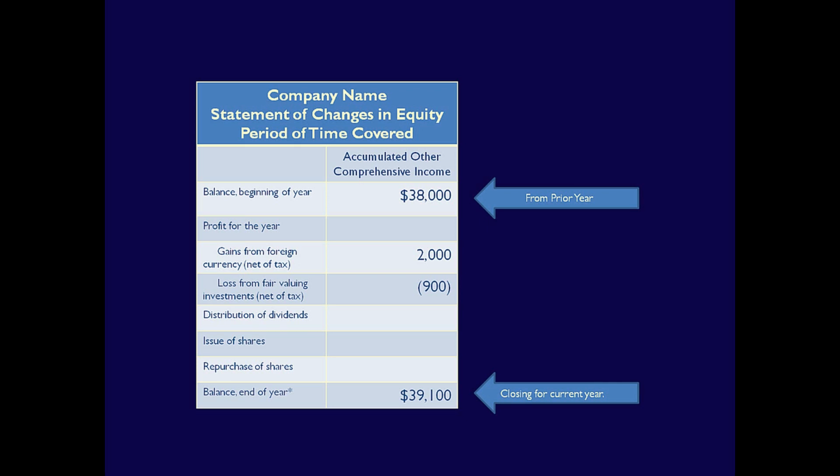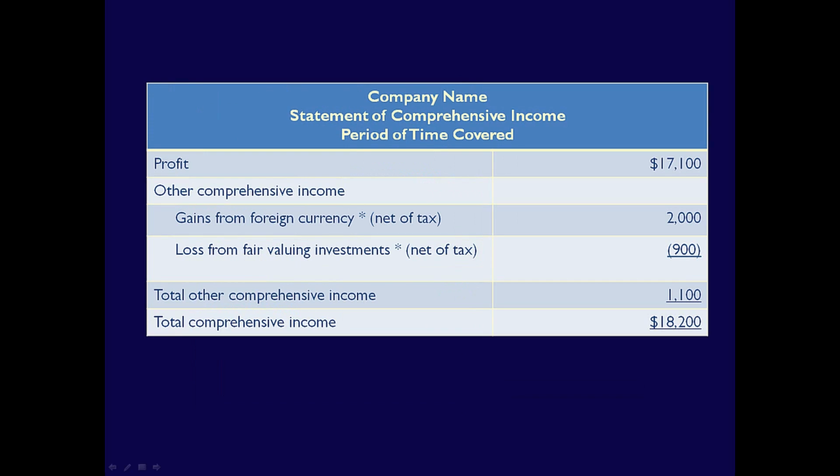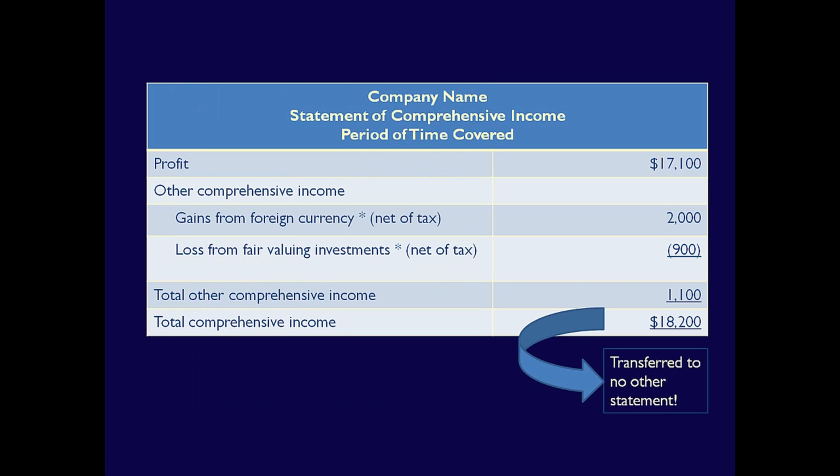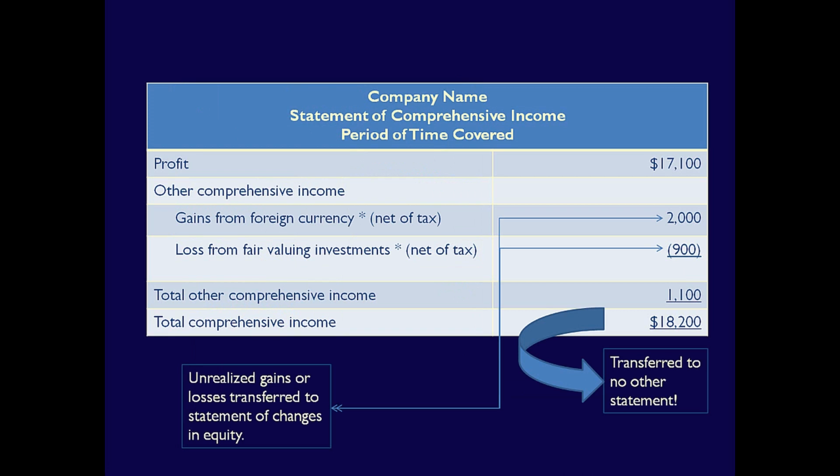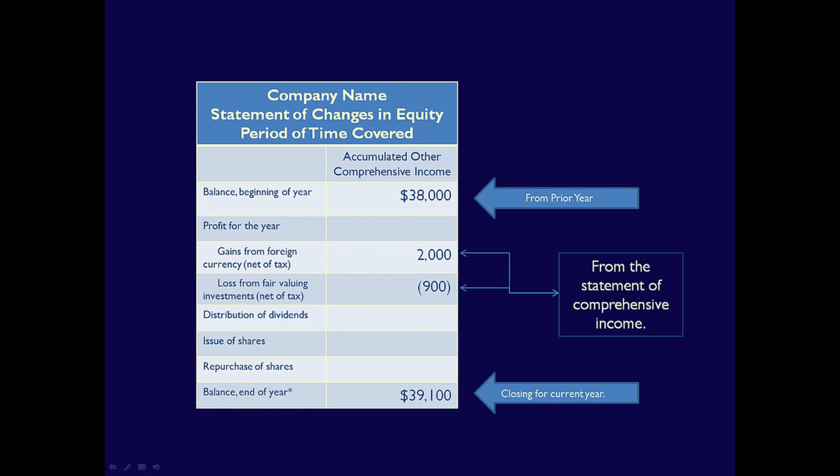To see this clearly, let's quickly flip back to the Statement of Comprehensive Income, which we covered in a previous video. Notice that the total comprehensive income amount is $18,200. This number never shows up in the Statement of Changes in Equity. In fact, it never shows up anywhere else. Instead, only the individual amounts of the unrealized gains and losses are transferred to the Statement of Changes in Equity under the Accumulated Other Comprehensive Income column. These individual amounts are the ones transferred to the Statement of Changes in Equity. It's important to remember this when you develop the statement.